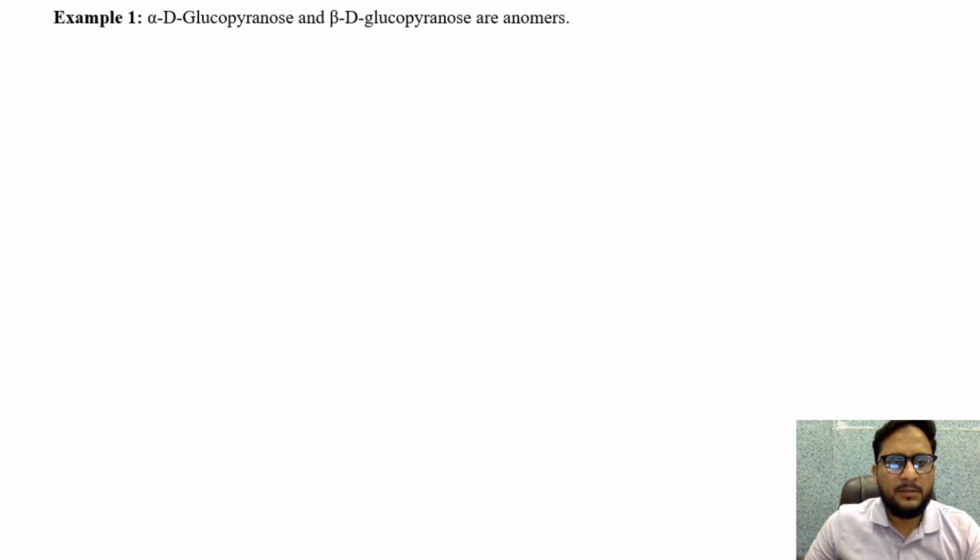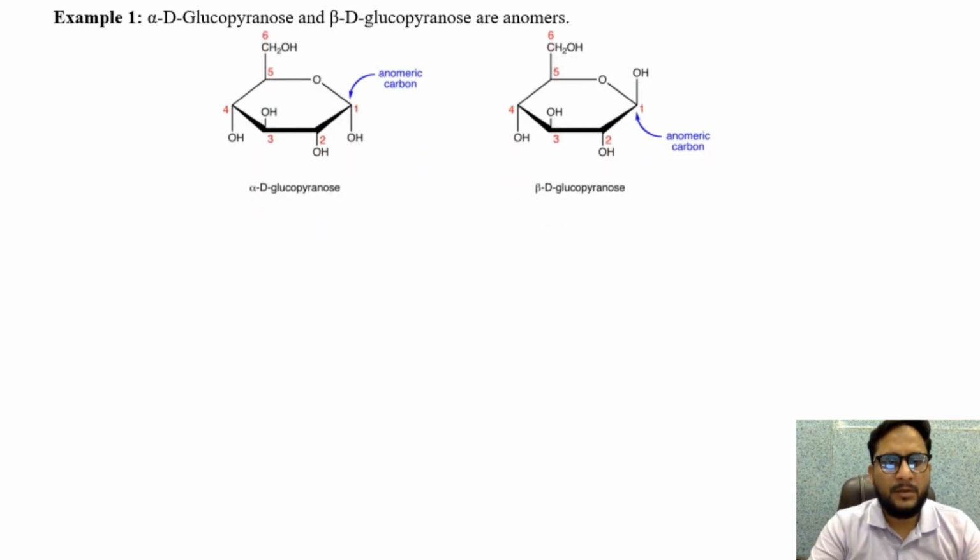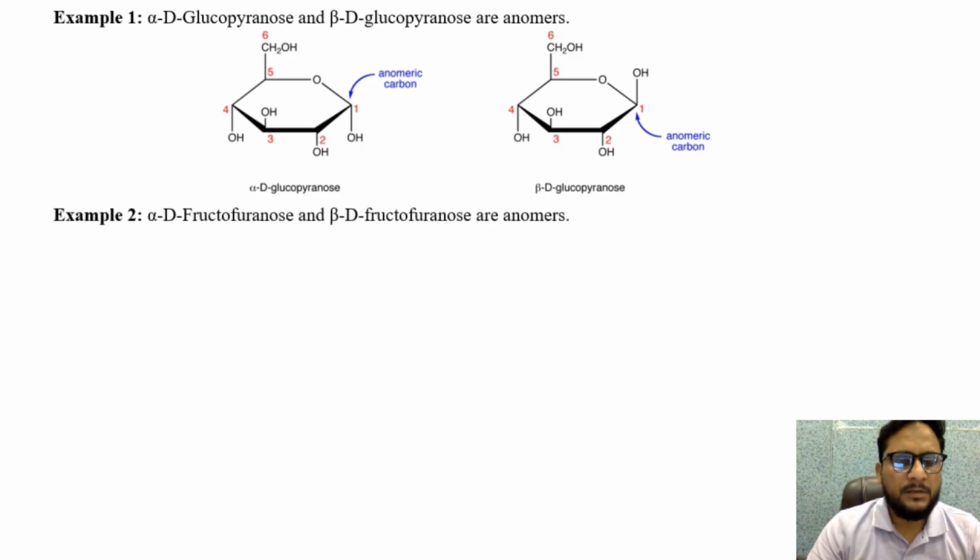Let's discuss a few more examples of anomers, alpha D glucopyranose and beta D glucopyranose. In these two molecules of alpha D and beta D glucopyranose rings, we can see that in case of glucopyranose we have the C1 carbon as the anomeric carbon, and at this C1 anomeric carbon we have OH going downward. Here we have OH pointing upward. So this is the alpha D glucopyranose and this is the beta D glucopyranose, for your better understanding.